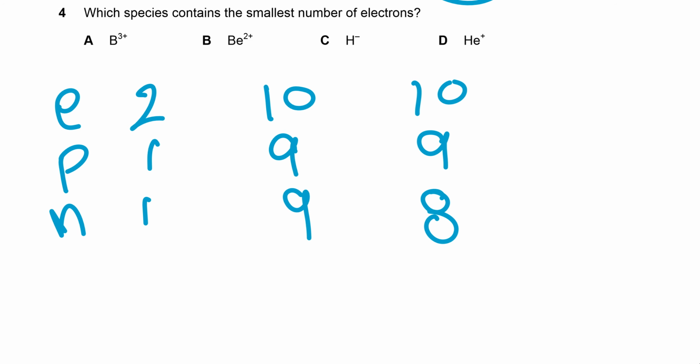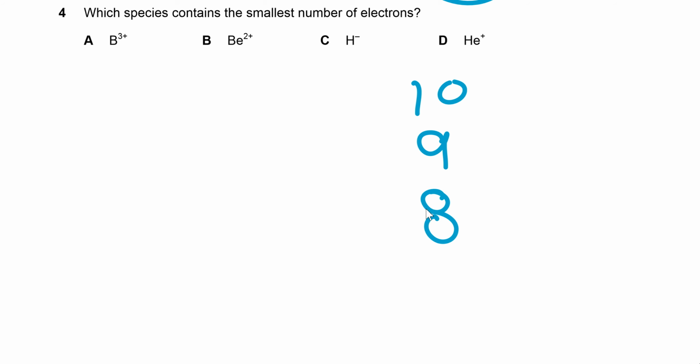In the question B, so let's remove this one first of all. In the question 4, which species contains the smallest number of electrons?